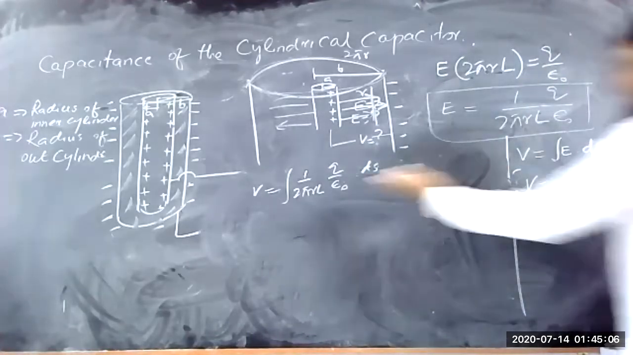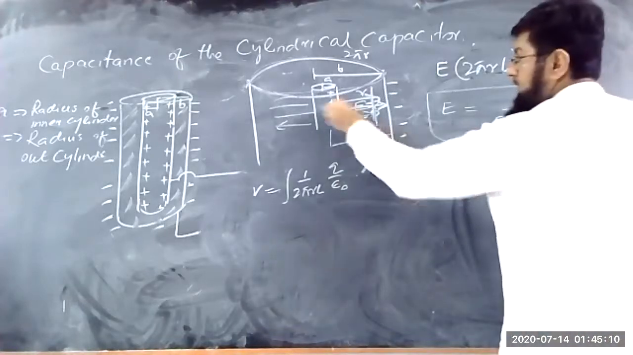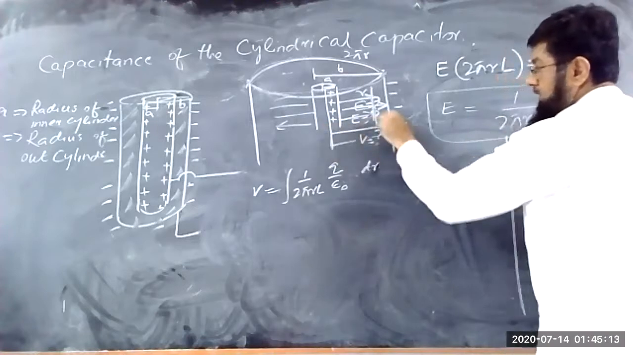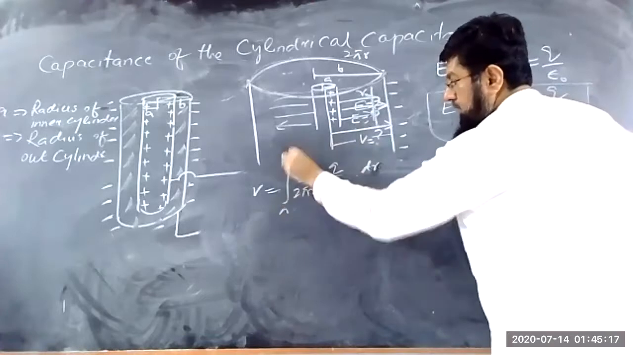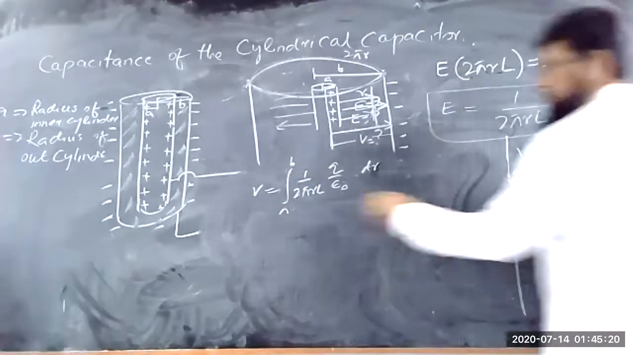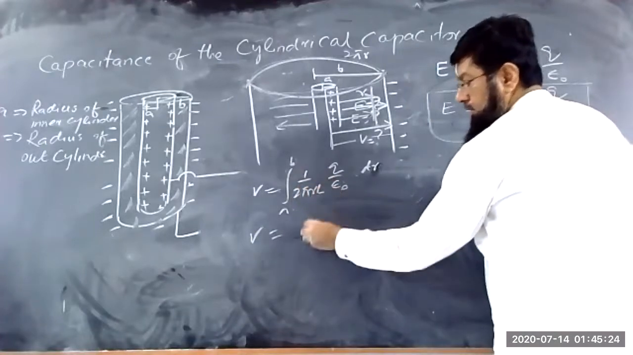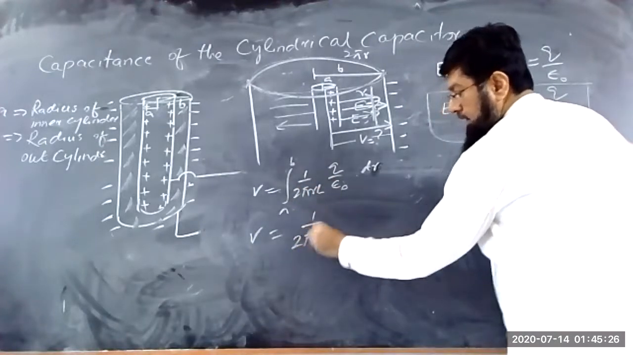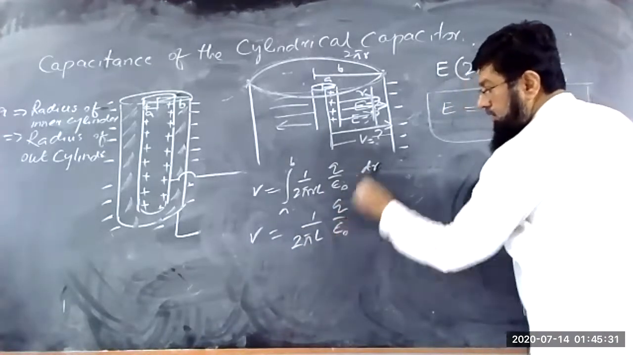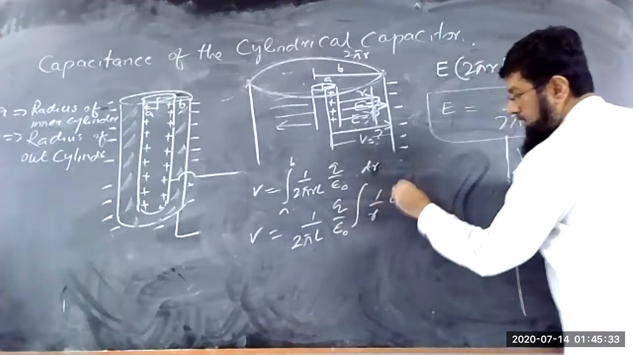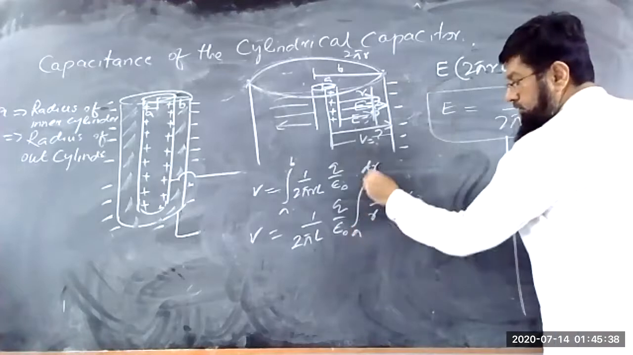यहाँ पे ds है, यहाँ पे r है, तो you may write it as dr. And this r is varying from this point to this point. This r varies from A to B. So here the V can be rewritten as 1 upon 2 pi L, which is the length and is common, and Q upon epsilon naught is common. So the integral is 1 upon r into dr, and this integral is from A to B.